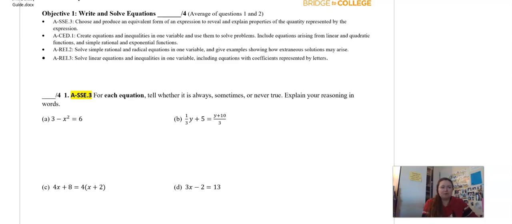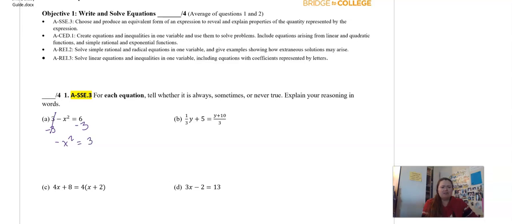So one way to do this would just be to start thinking about it. Is there any way you can do 3 minus x squared and get 6? It might help if we get rid of this 3. So we've got a positive 3 here, so I'm going to subtract it on both sides just so that I can look at x by itself here. So that gives me negative x squared equals 3.